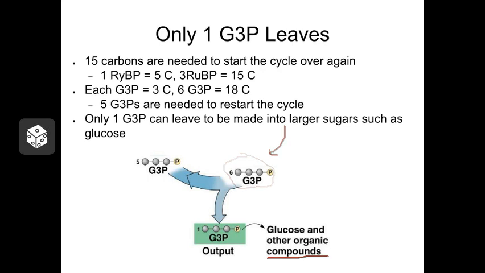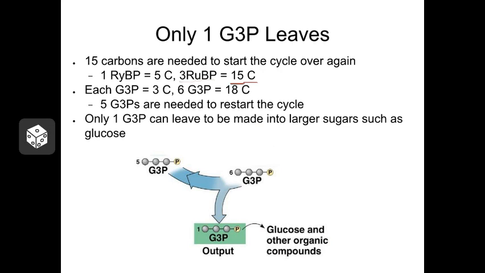But we want this process to be a cycle. We want it to happen over and over and over again so we can continually make sugars, so we can continually make these bigger products. So let's do a little math. The cycle began with 3 of these molecules called RuBPs. Each one of those RuBPs contained 5 carbons. So 5 times 3 gives us 15 carbons total. So we need 15 carbons to start this cycle.